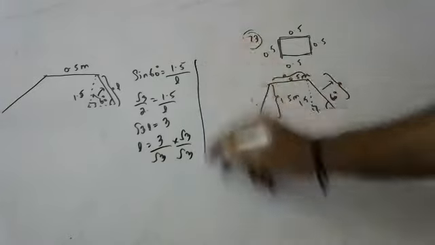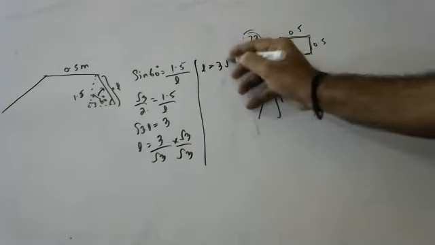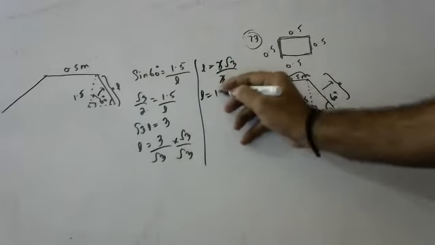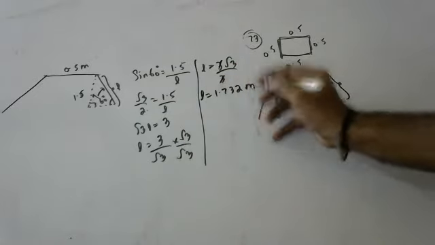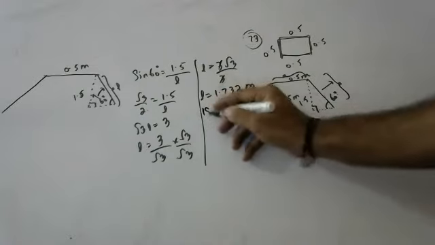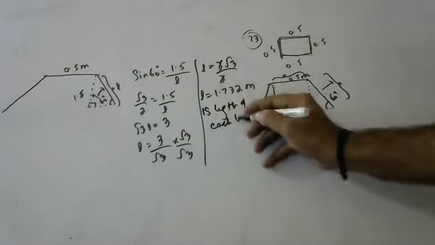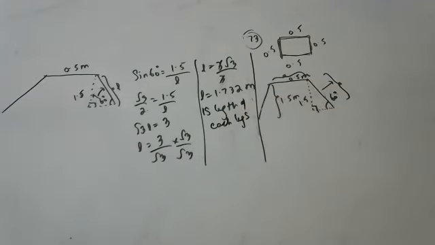Okay, children. So L is equal to 3 root 3 by root 3 into root 3. So the length is 1.732 meters, the length of each leg. How many legs are there? 4 legs are there. I hope all of you understood this point. That's a trapezium, right?